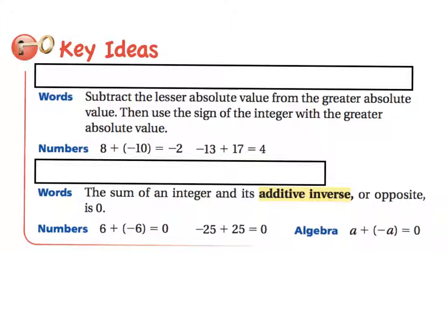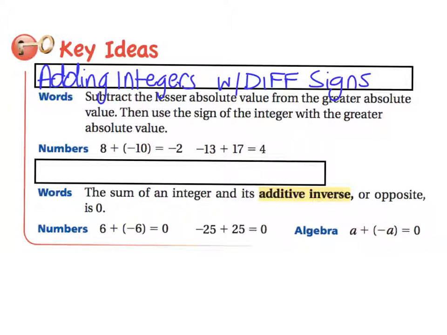To begin today's lesson, we have some key ideas about what we're going to be focusing on. Our first key idea, in our first box, is adding integers with different signs. And what that says is that we subtract the lesser value from the greater value. And we're thinking in terms of absolute value.